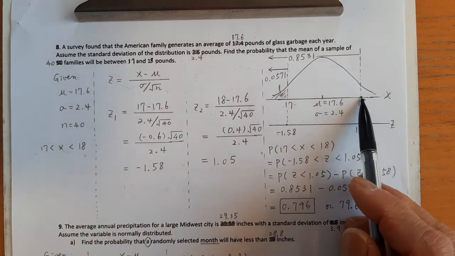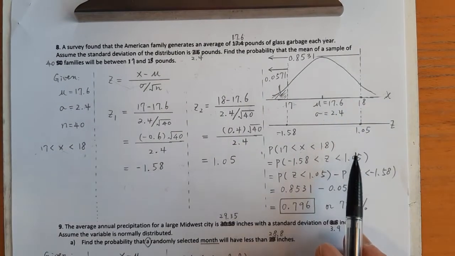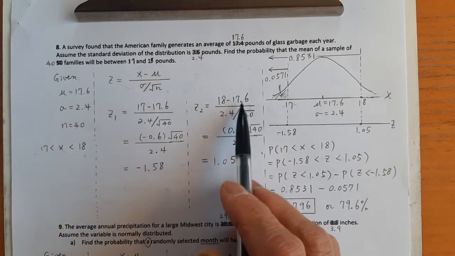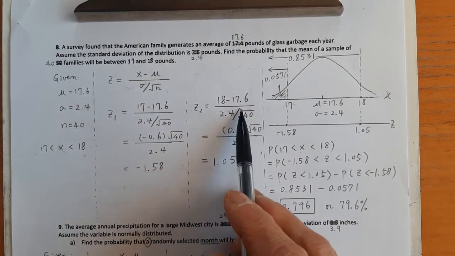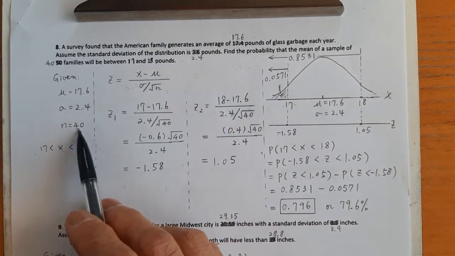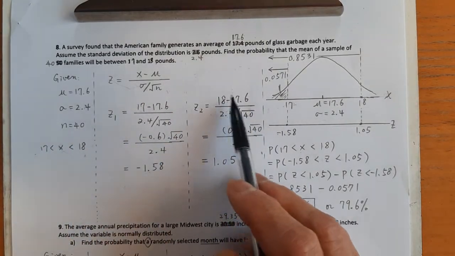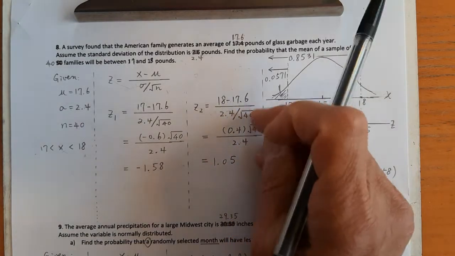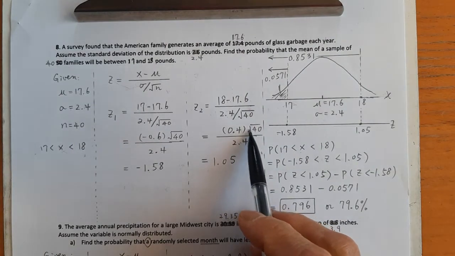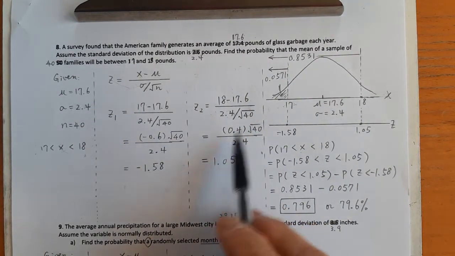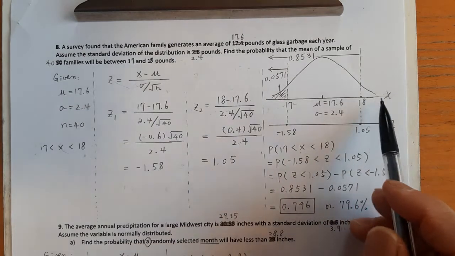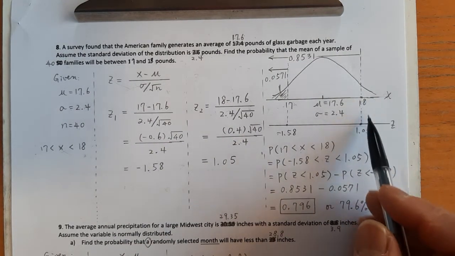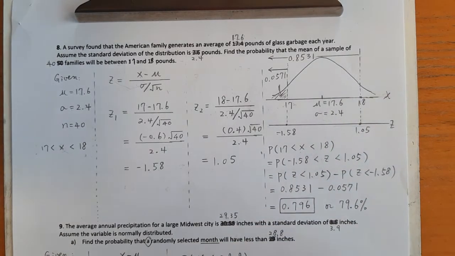So when x equals 18, transfer to a z-score. X equals 18 minus the mean 17.6 over the standard deviation 2.4 divided by the square root of n, which is 40. So 18 minus 17.6 is 0.4 divided by 2.4, times the reciprocal, the square root of 40 in the numerator. Using a calculator, this is 1.05. So when x equals 18 pounds, the corresponding z-score is 1.05.